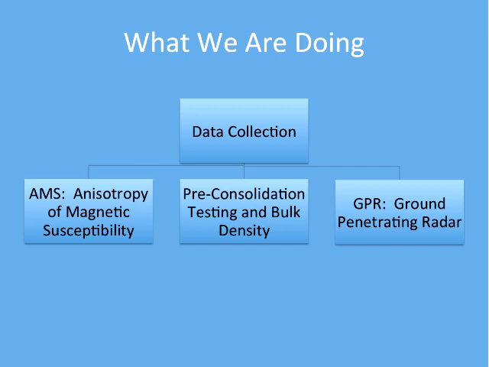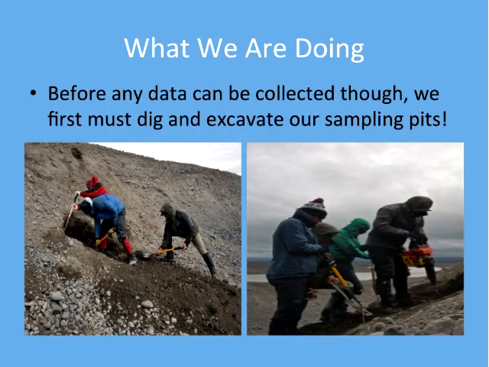Okay, so this graphic organizer shows the three primary types of data that are being collected for this project. On the left, you'll see AMS, anisotropy of magnetic susceptibility. In the middle, you'll see pre-consolidation testing and bulk density. And on the right, GPR, ground penetrating radar. So I'm going to go through each of these three data collection methods in the following slides. So Janet, next slide, please.